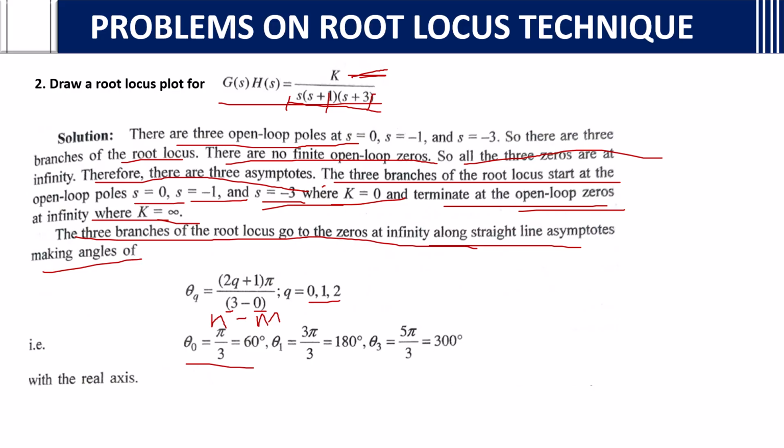Why? Because theta naught means q equals 0, and when you apply 0, you get pi by 3, which is 60 degrees. Then theta 1: when q is 1, it becomes 3 pi by 3, that is 180 degrees. Then theta 2, not theta 3, because 0, 1, 2 need to be substituted. If you substitute 2, 2 into 2 is 4, 4 plus 1 is 5, so 5 pi by 3. 5 pi by 3 means 5 into 180 by 3, 5 into 60, 300 degrees. So you got 3 angles, theta naught, theta 1, theta 2: 60, 180, 300 degrees with the real axis.